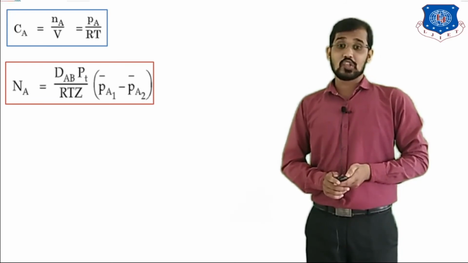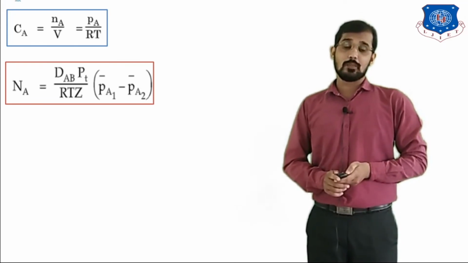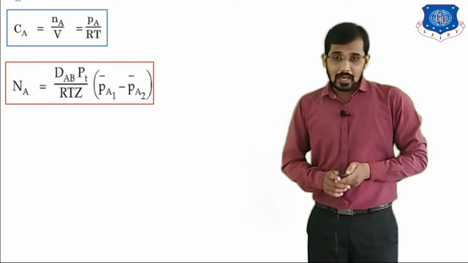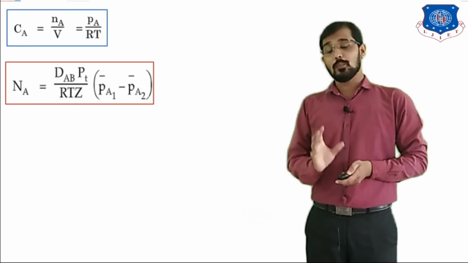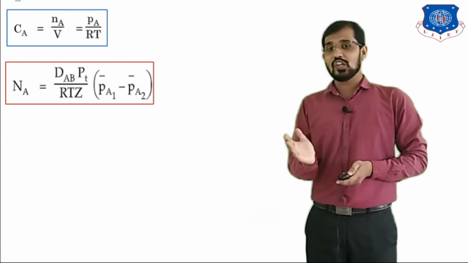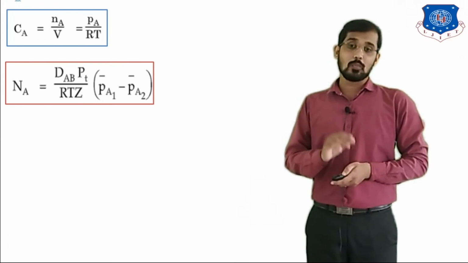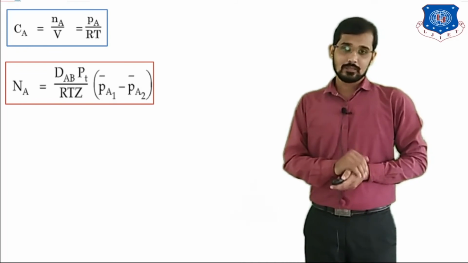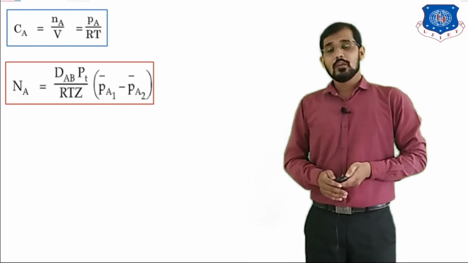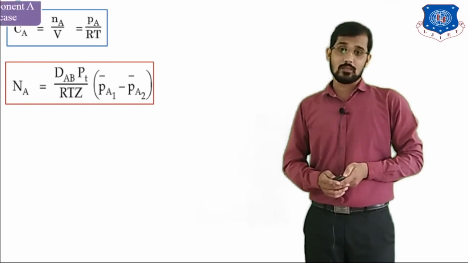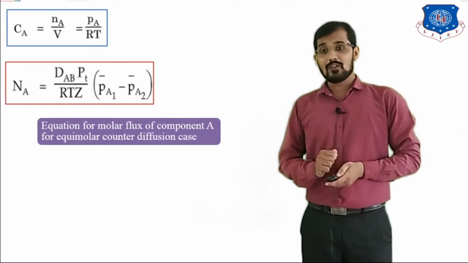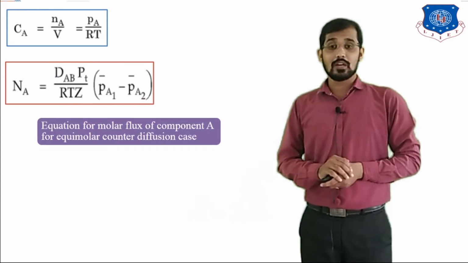Here Pa1 is nothing but the partial pressure of component A at one location, and Pa2 is the partial pressure of component A at the other side. So this is the equation we have derived for the molar flux of component A for the equimolar counter diffusion case.